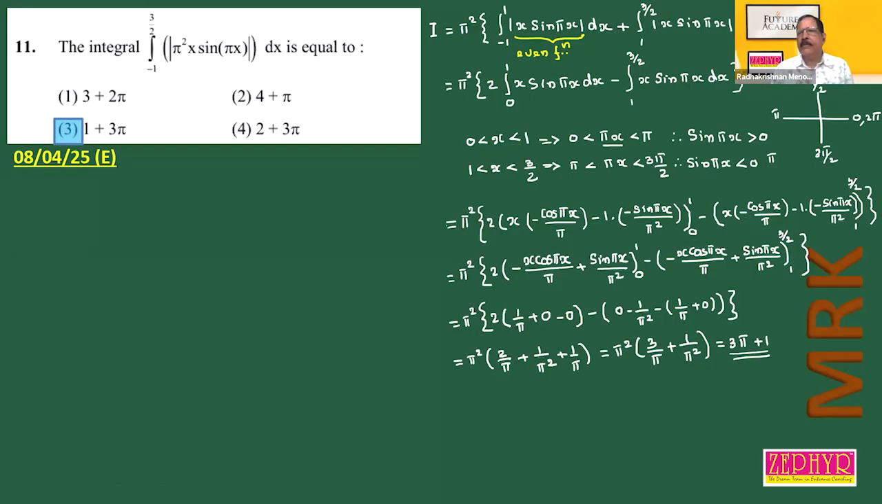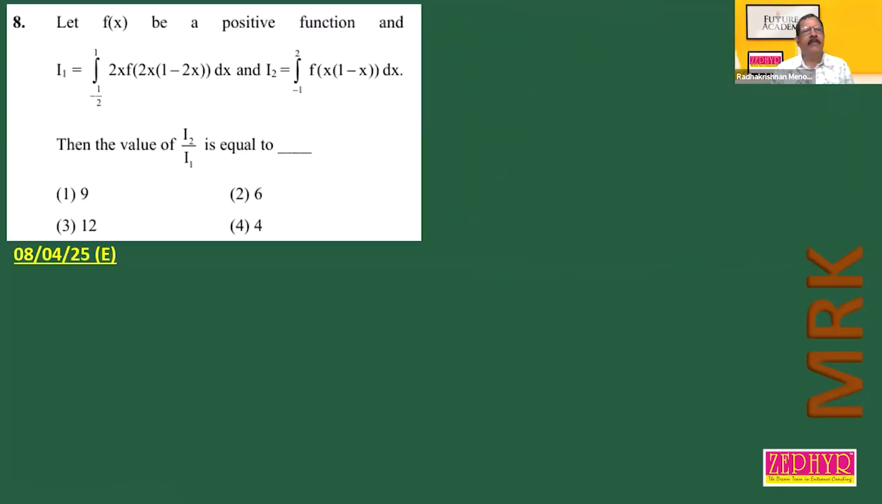Next question. I1 equal to the integral from -1/2 to 1 of 2x into f of 2x into 1 minus 2x dx. I2 is equal to another definite integral from minus 1 to 2. X in the place of 2x, it is x now.